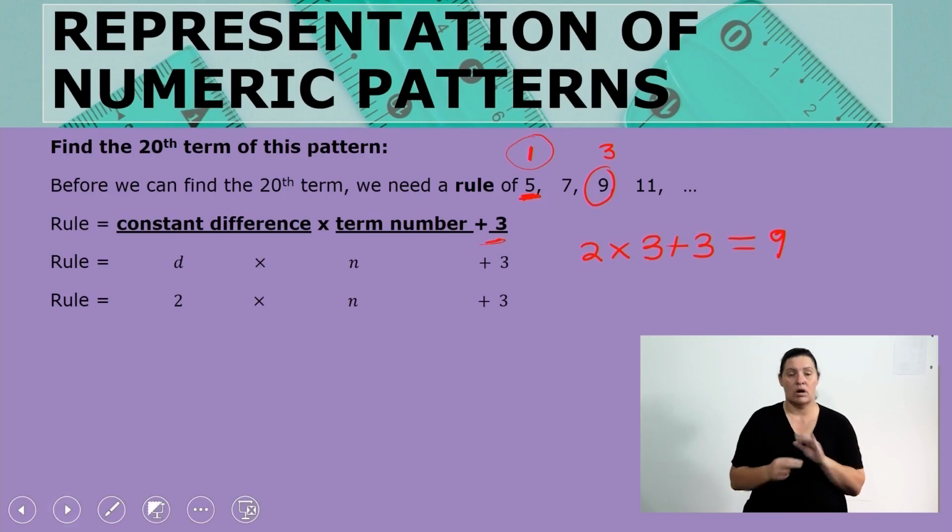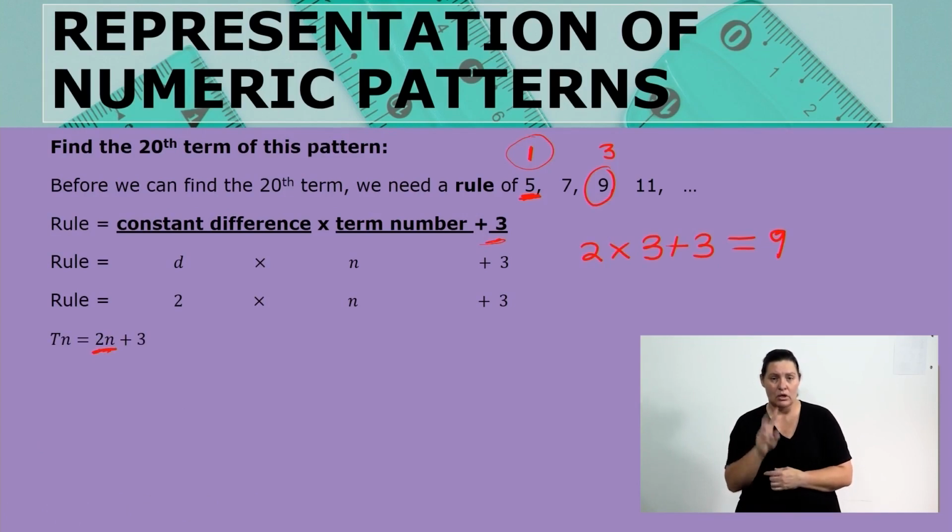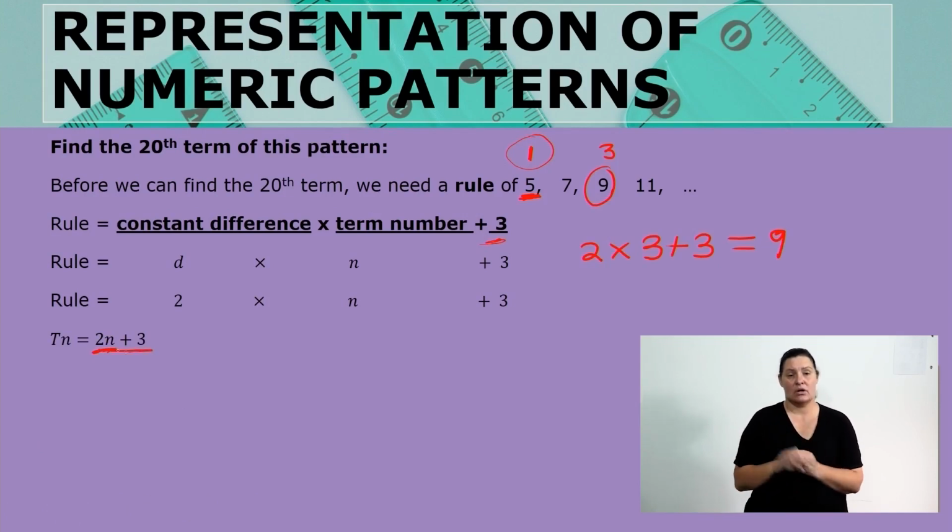So this is how we are going to represent our rule. It's going to be 2 multiplied by the term number, which is 2n, and then we are going to add 3.